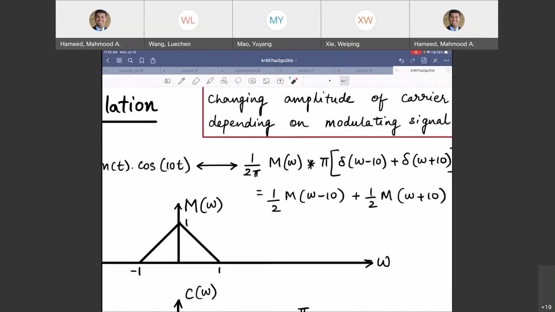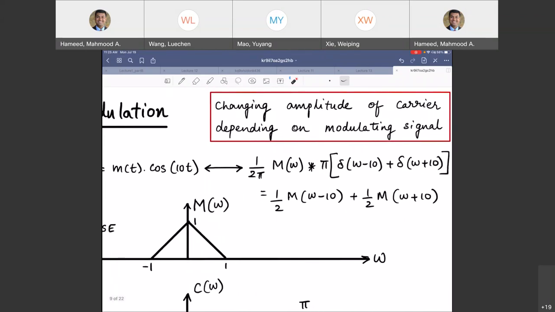For M of t multiplied by cosine 10t, I can say, in time domain, they're getting multiplied. So in frequency, you have 1 over 2 pi M of omega convolved with the cosine at 10: pi times delta of omega minus 10 plus delta of omega plus 10. This pi gets canceled with this pi. You will be left with half. But M of omega convolved with delta of omega minus 10, we just saw that it shifts over there. So M of omega minus 10 here, M of omega plus 10 over here.